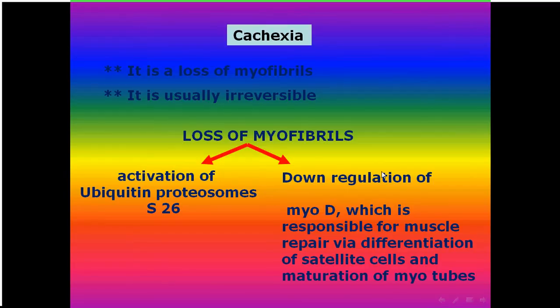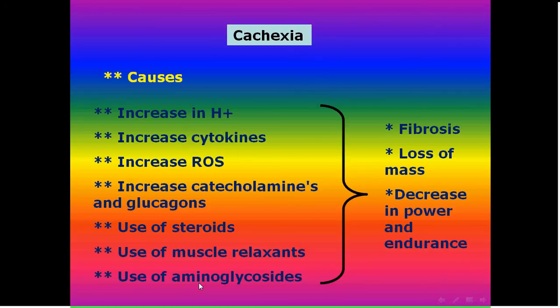The most important point, instead of wasting, is cachexia. This is a serious one. It is the loss of the myofibrils, the contractile element, the machine of the muscle itself. And at the same time, it is usually irreversible. This is due to the activation of the ubiquitin proteasome S26 or downregulation of MyoD, which is responsible for muscle repair via differentiation of satellite cells and maturation of myotubes. This is a very important one.